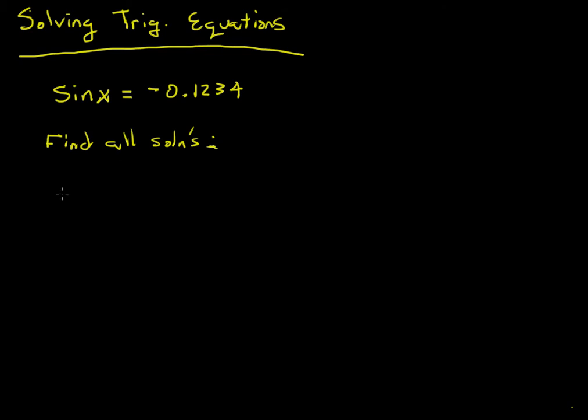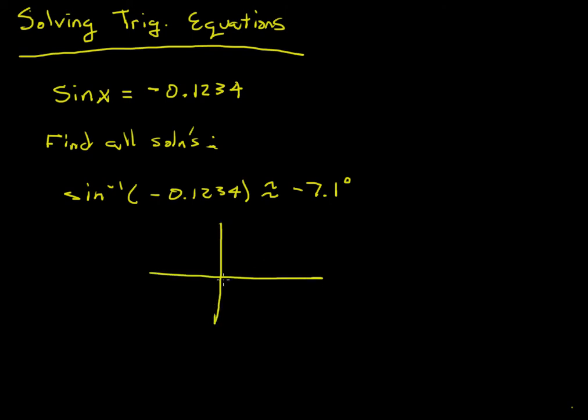To start, we need to look at the inverse sine function of negative 0.1234, and using a calculator to the nearest tenth, this is negative 7.1 degrees. Of course you'll want to check your mode to make sure you're in degree mode. Well, that's only part of the information that we need. If we draw a picture here, negative 7.1 is down here. It's a bit exaggerated, but it's approximately there.